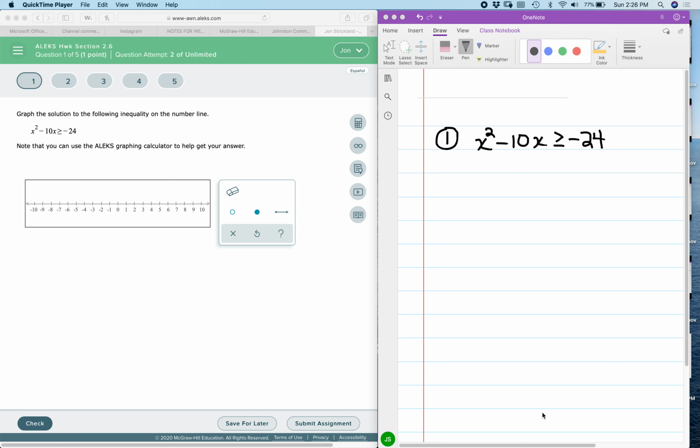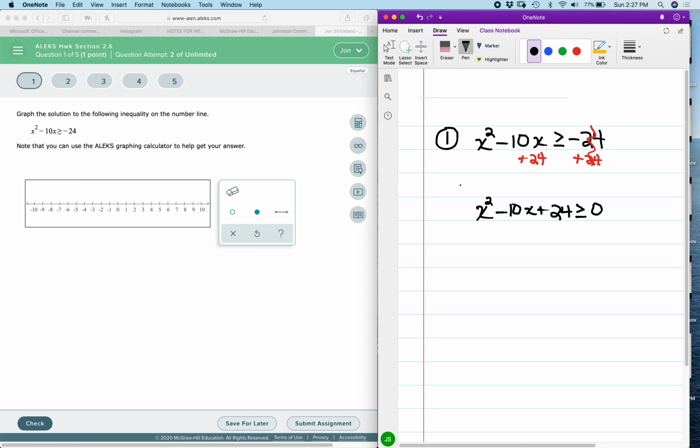The set that we have in section 2.6, we're looking at polynomial and rational inequalities. For number 1, we're solving for x, where we have x squared minus 10x is greater than or equal to negative 24. If I rewrite this as a comparison to 0 inequality, upon adding 24 to both sides, we have x squared minus 10x plus 24 is greater than or equal to 0.